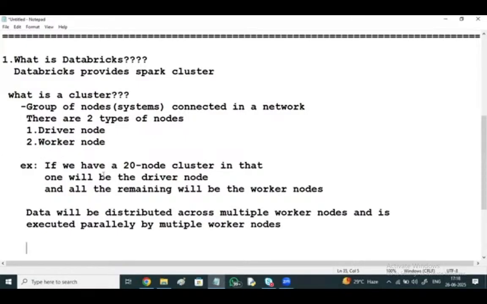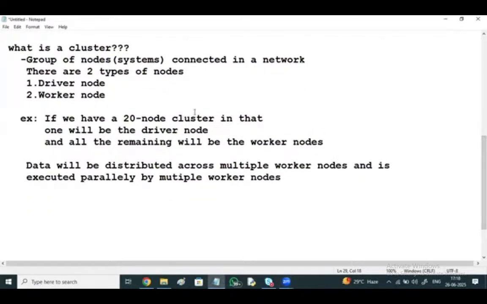Here we call it parallel processing. Data is divided into smaller partitions, the partitions are stored across multiple systems, and those partitions are executed running parallelly. So a cluster means a group of nodes or systems connected in a network. One will be the driver, and all the remaining will be worker nodes.